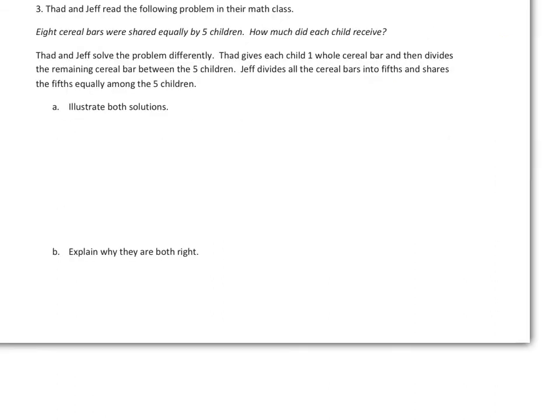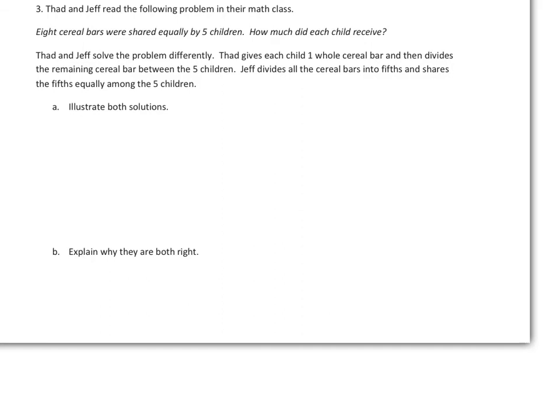Question number 3 says, Thad and Jeff read the following problem in their math class. 8 cereal bars were shared equally by 5 children. How much did each child receive? Thad and Jeff solve the problem differently. Thad gives each child 1 whole cereal bar and then divides the remaining cereal bars between the 5 children. Jeff divides all the cereal bars into fifths and shares the fifths equally among the 5 children. Part A says, illustrate both solutions.